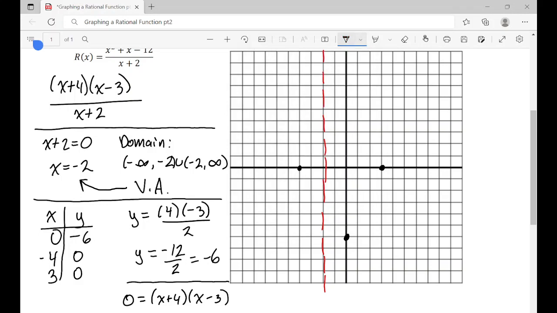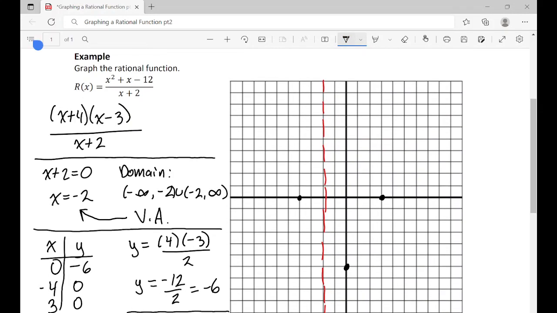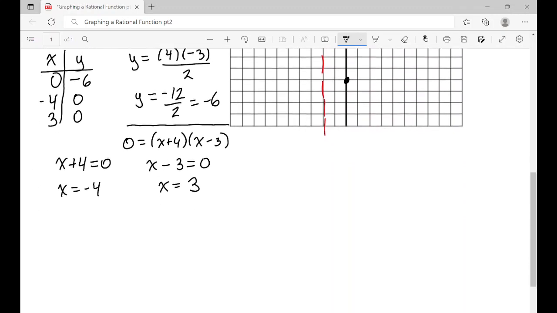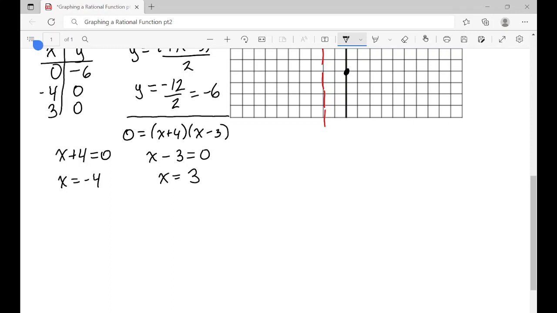Now I need to find the horizontal asymptote, but if I look at my function, the top degree 2 is greater than the bottom degree 1, which means there is no horizontal asymptote. But since it's off by only 1, there actually is a slant or oblique asymptote. So I'm going to do the long division. So I'm going to have x plus 2 divided into the non-factored form so I can do the long division much more easily.